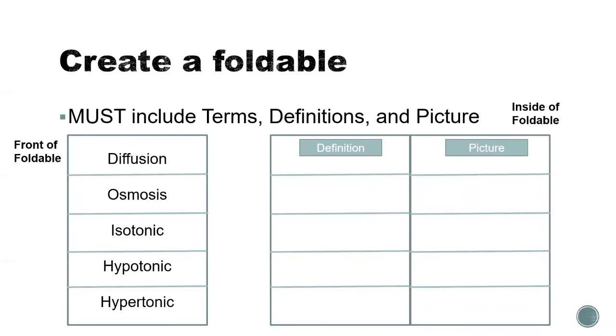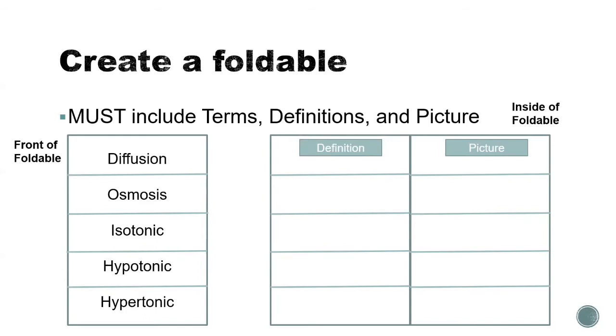All right, so the last piece that you're going to work on is to create a foldable. So on the front side of a sheet of paper, you fold it in half basically, and you write down the 5 vocab words we've done today: diffusion, osmosis, isotonic, hypertonic, and hypotonic. If you put them out of order, it's okay, as long as the information that's inside the folded sheet of paper matches what's on the outside, you'll be fine.